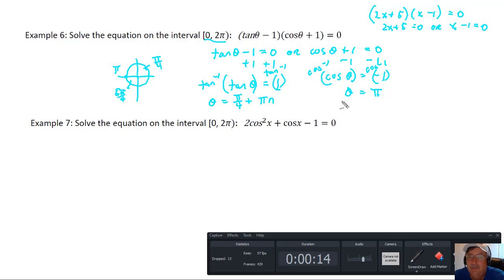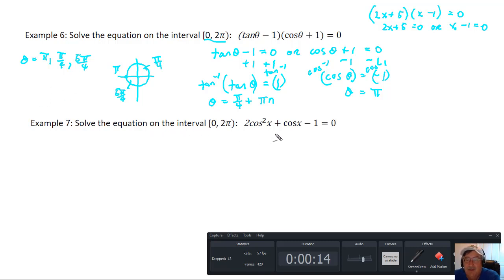Now, if you wanted to write that globally, the next time you would land on pi, you would have to say pi plus 2 pi n, on that one to keep doing it. But I think y'all are getting the hang of it here. So we will just write these four answers here. Theta equals pi, pi over 4, and 5 pi over 4. So that would work there.